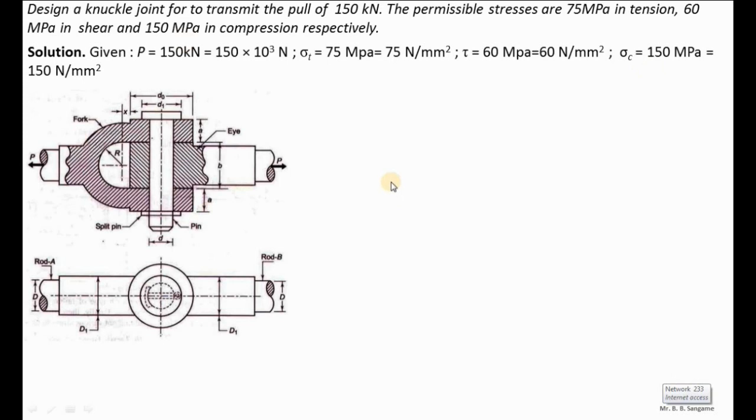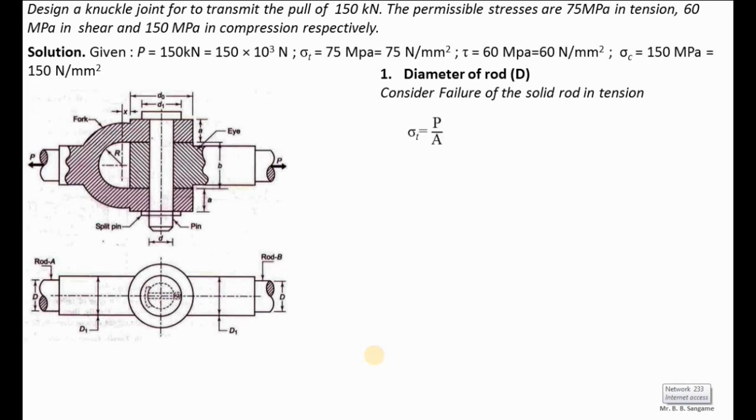Okay, so here first we are going to calculate the diameter of rod A and rod B. As I have explained during the design procedure, after the application of force P, there is a possibility of failure of rod in tension. So let us calculate the induced tensile stress by using the formula sigma T is equals to P by A. Here we have the value of sigma T, which is the permissible or allowable stress in tension, which is 75 Newton per mm square.